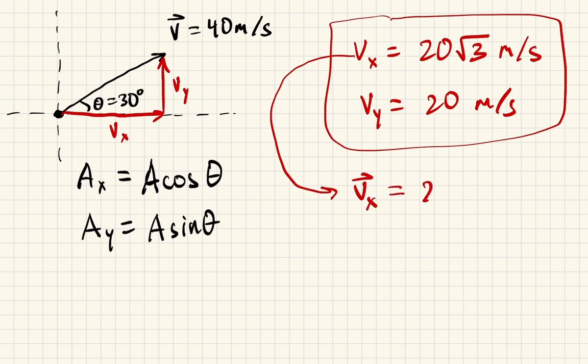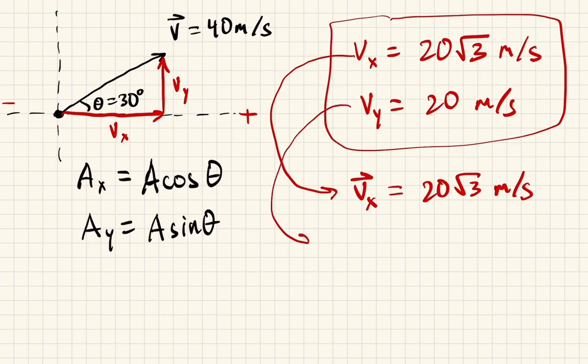So one way we could do that is we could say 20 root 3 meters per second to the right. Or if we define the rightwards direction as positive and the leftwards direction as negative, we could actually just write this as positive 20 root 3, or I guess we don't really need the positive sign. And this would be the vector because the positive 20 root 3 indicates that this is going to the right.